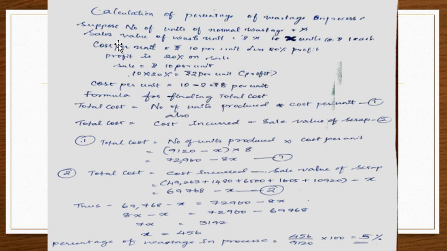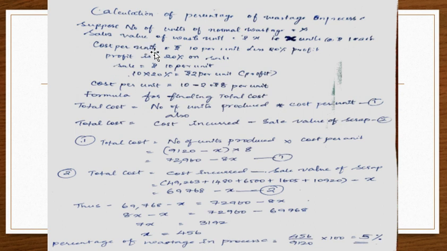So the sale value of waste units is X units into 1 rupee each. As you have stated in the question, the normal loss or the scrap for process C is sold at rupees 1 per unit. We have the price, which is 1 rupee, but we don't know how many units. So we will assume the number of units to be X, sold at rupees 1. So X into 1.